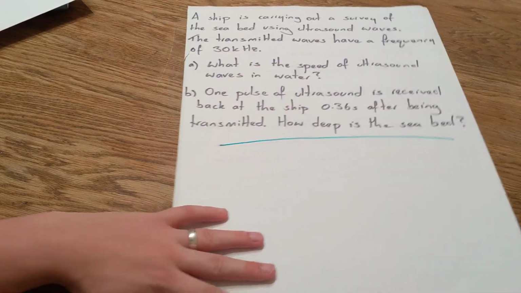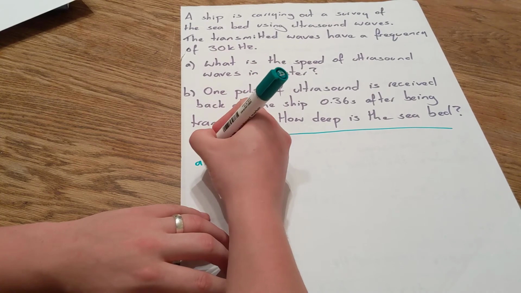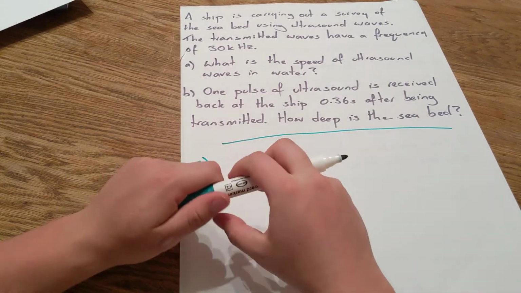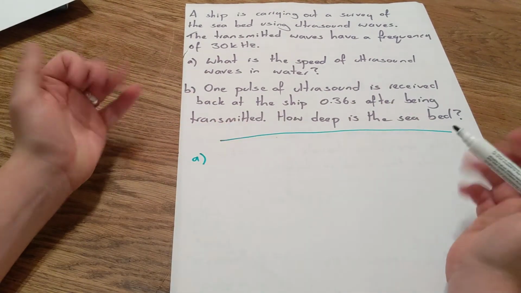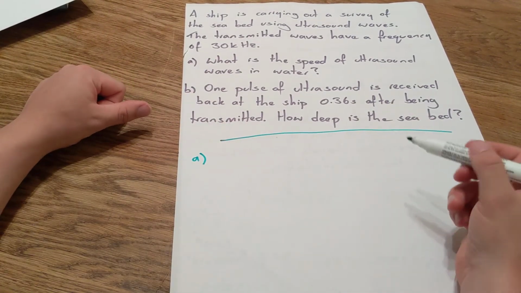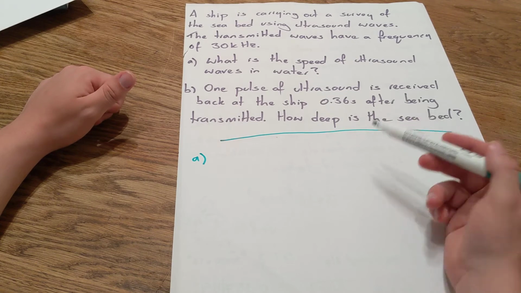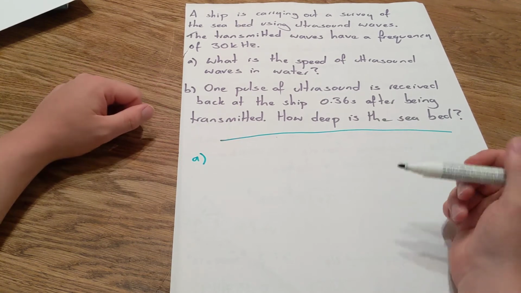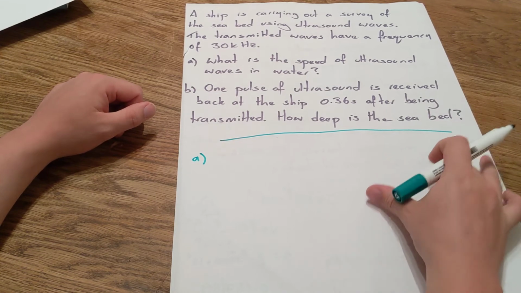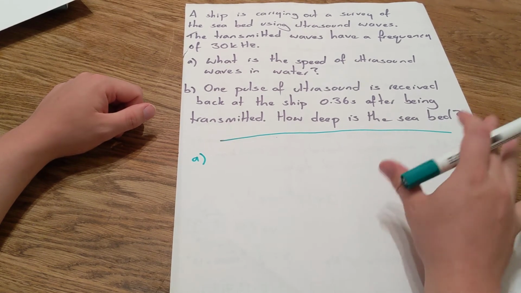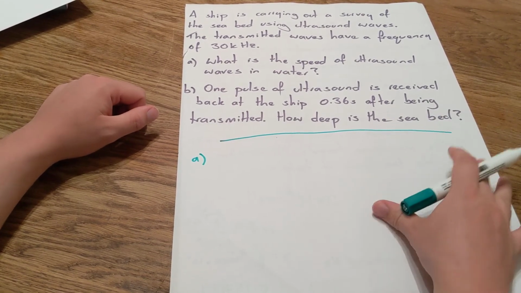So, A, what is the speed of ultrasound waves in water? Ultrasound waves, that's just sound. Now, you probably know already that the speed of sound in air is 340 meters per second. You probably won't know the speed of sound in water off the top of your head, and you don't need to. It is on your data sheet.